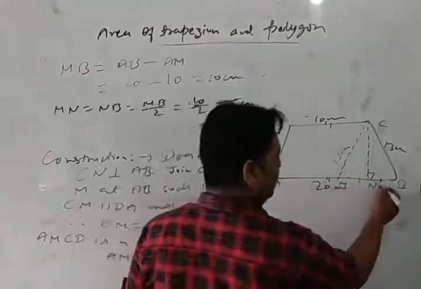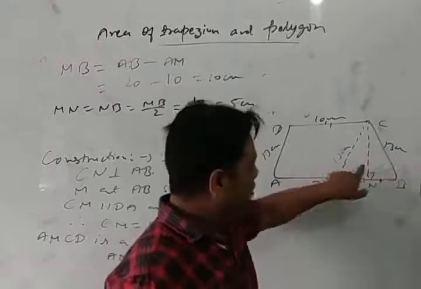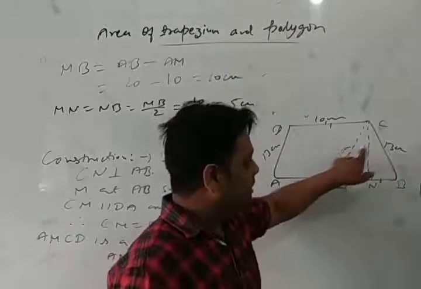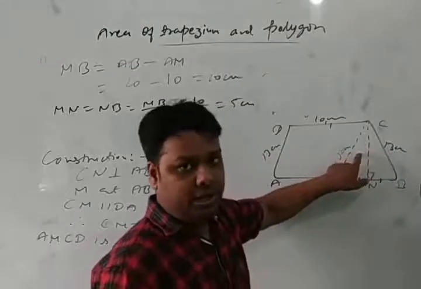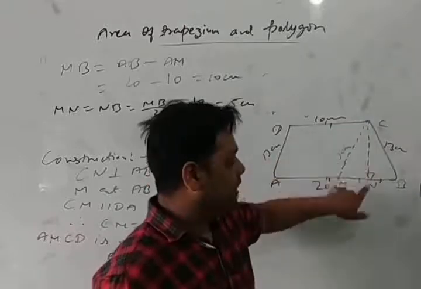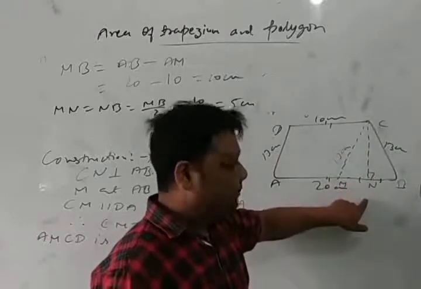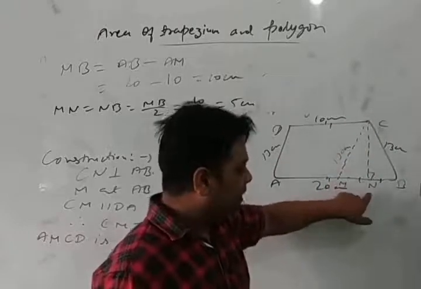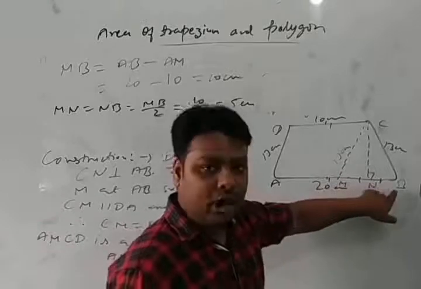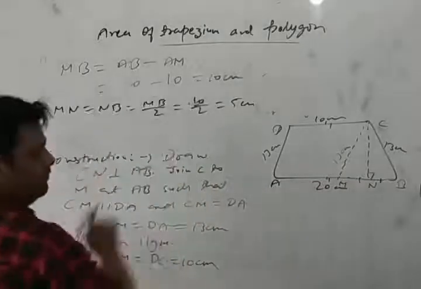Why are MN and NB both equal? Because if these two sides are equal, then both angles are also equal, which means it is an isosceles triangle. And we know that in an isosceles triangle, the perpendicular from the opposite corner to the opposite side divides that side into two equal halves. So MN is equal to NB, which is 5 centimeter.